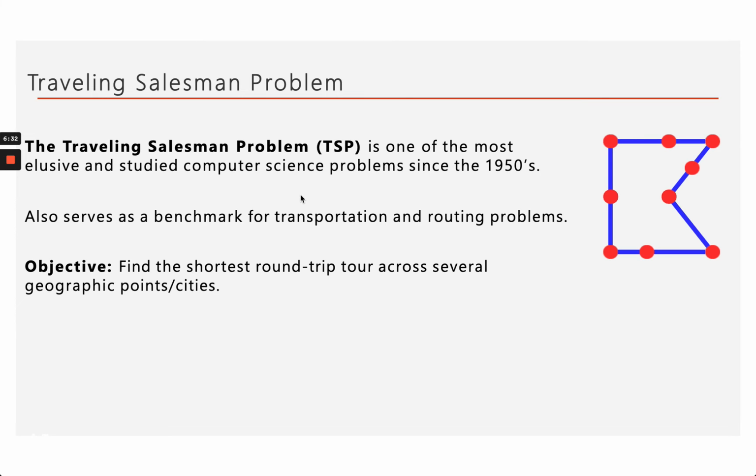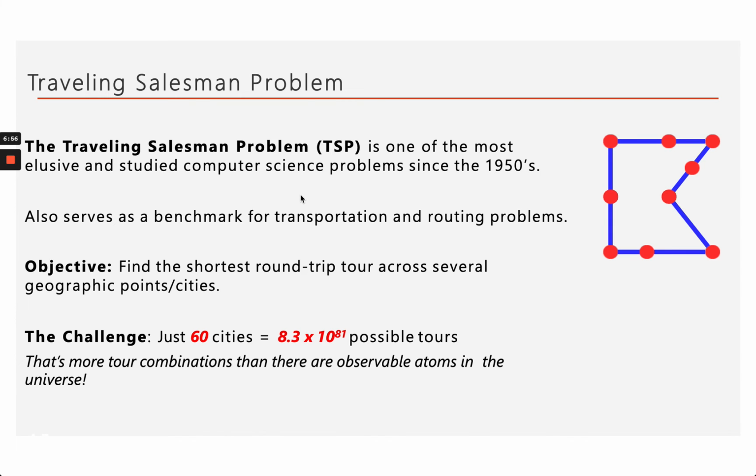The traveling salesman problem was to find the shortest round trip tour to visit several points and cities. Here is what makes it so hard. Just 60 cities is going to give you 10 to the 81st possible tour combinations. Now, to put that in perspective, that is more tour combinations than there are observable atoms in the universe.